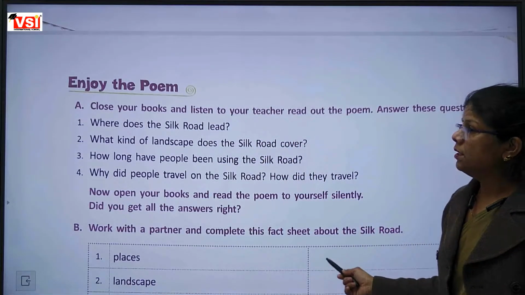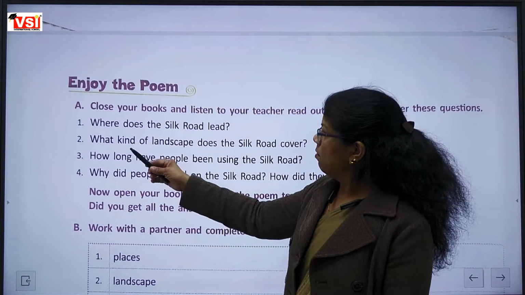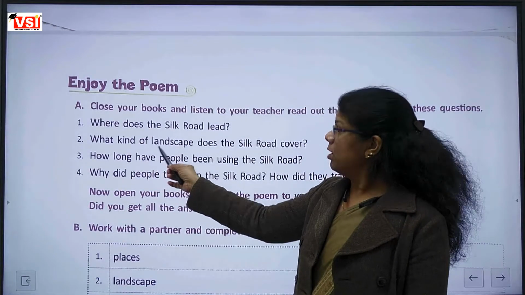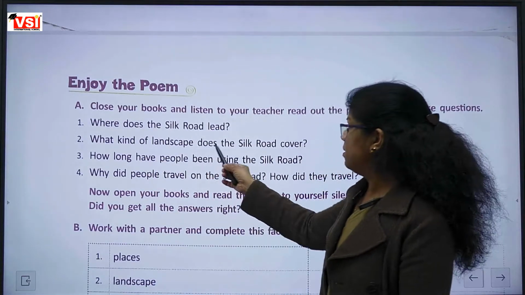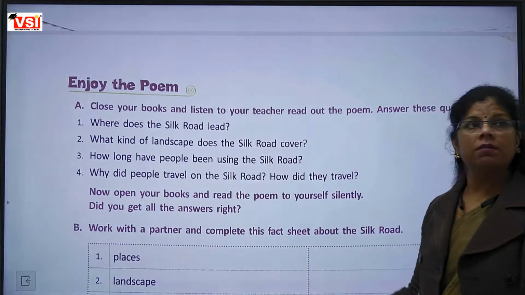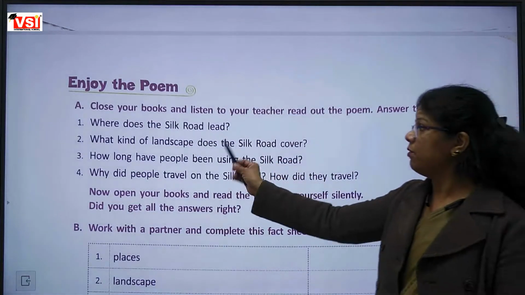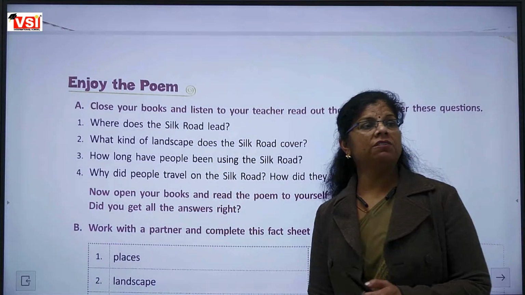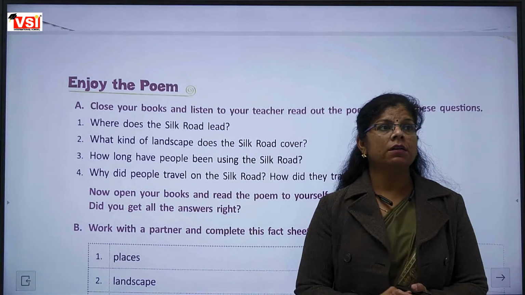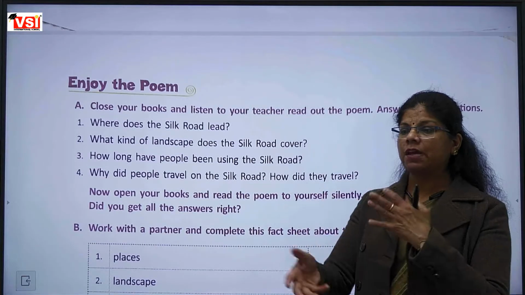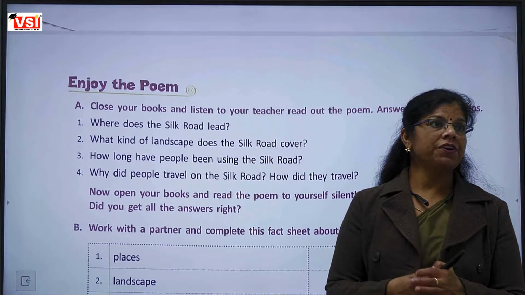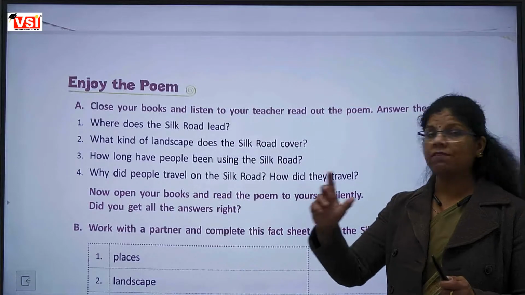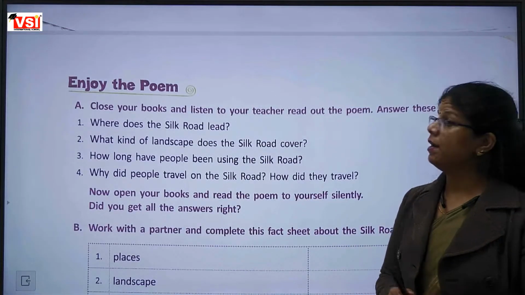Fine. Second question is, what kind of landscape does the Silk Road cover? What kind of landscape was it covering? See, I told you only two or three minutes ago that different kinds of landscapes were coming on the way. Different kinds of mountains it was covering. So what kind of landscape was it covering?